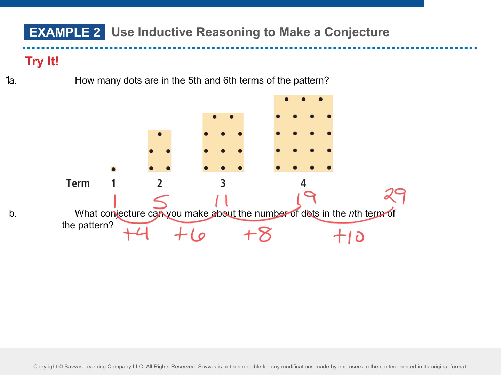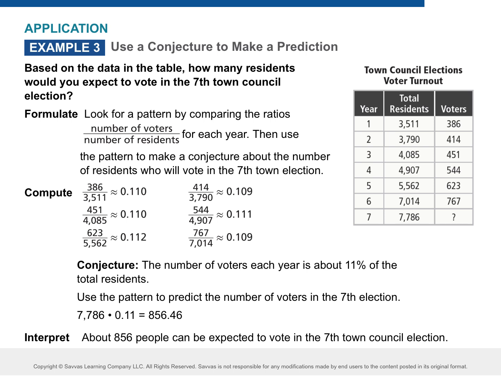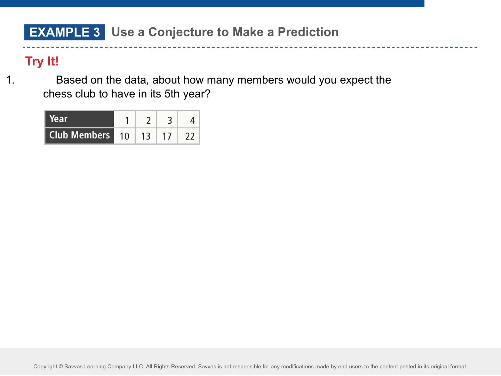Questions about geometric sequences? There's one more I want to talk about, and that's if it's in a table. Try and find a conjecture about this table. Are we comparing these numbers, or are we comparing these numbers?